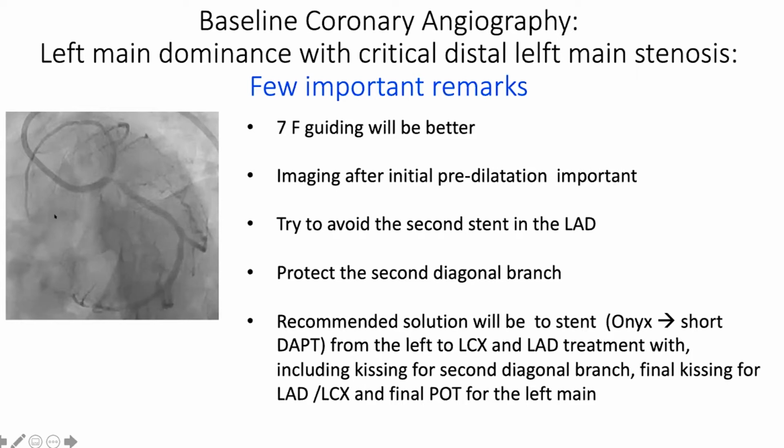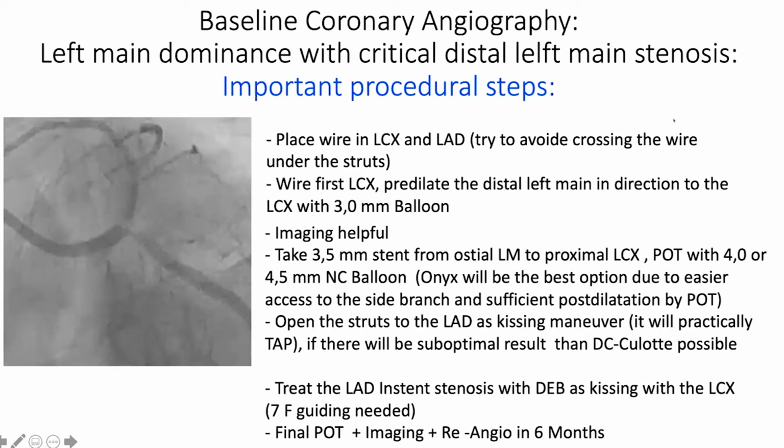But the focus is to go with a modern stent. And I would suggest, from my perspective, at least in our center, the first choice will be Onyx, also due to short DAPT treatment. You go with predilatation, then imaging, then you have to wire the LAD. So this is maybe a step-by-step approach. You place the wire in the circ. This is the most important point.